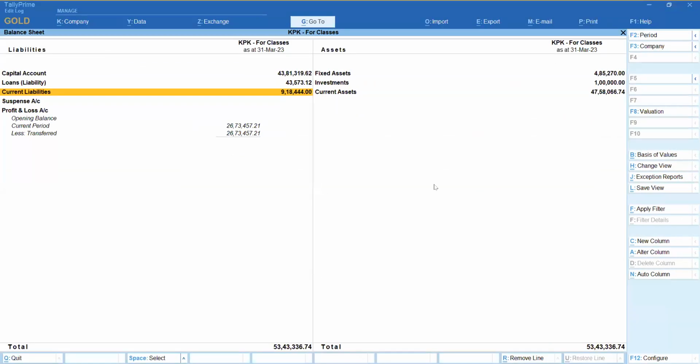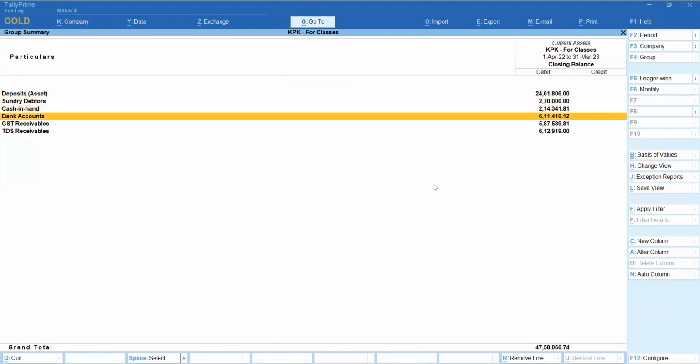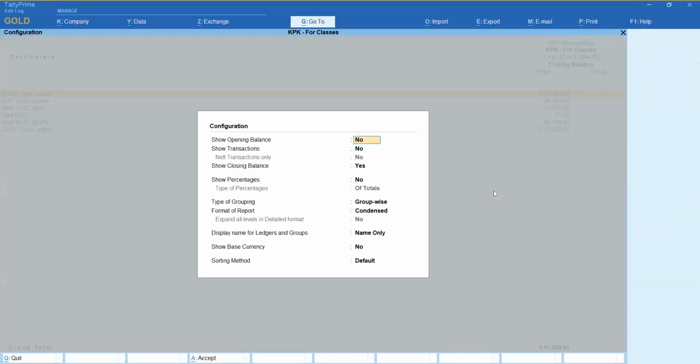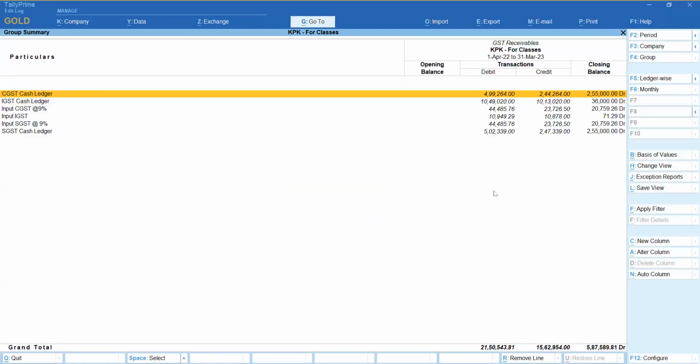Yes, sir. See, now we have taken the input ledger. I am going to current assets. There I have created GST receivables, and here I have created various ledgers. For 2022-23, I am taking transactions like opening balance, transactions during the period, and closing balance.